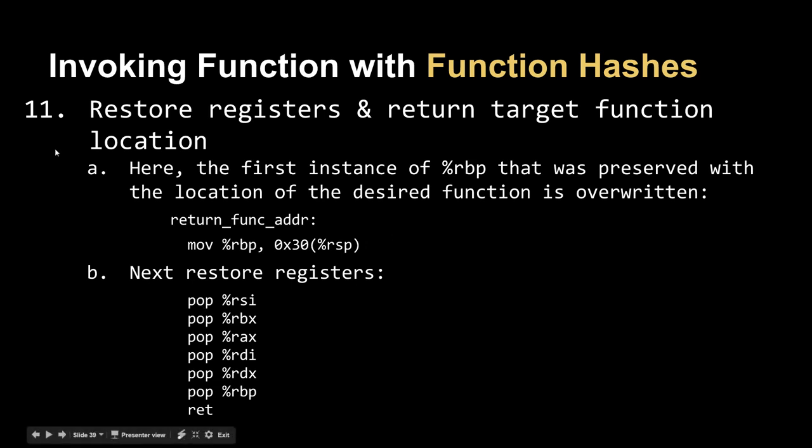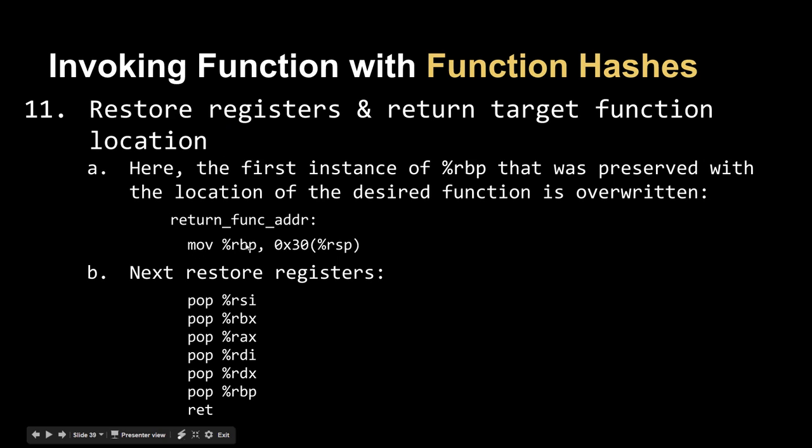And so RBP contains a pointer to our target function. After all this work, that's what we can now call. We've linked to an existing function and we can ROP with it arbitrarily. So, before we want to do that, we want to restore all the registers and return the target function location.